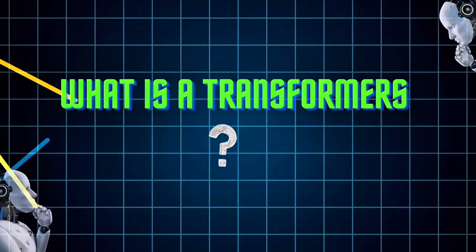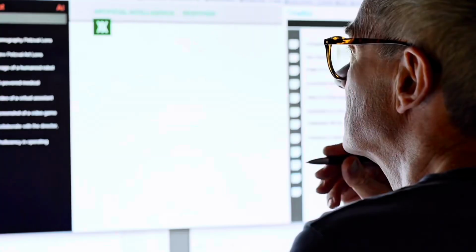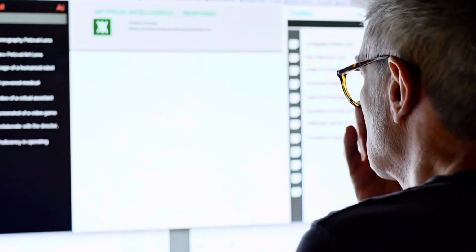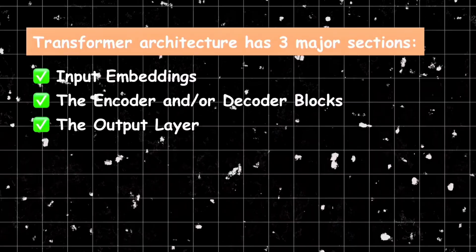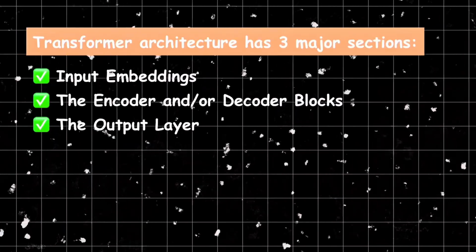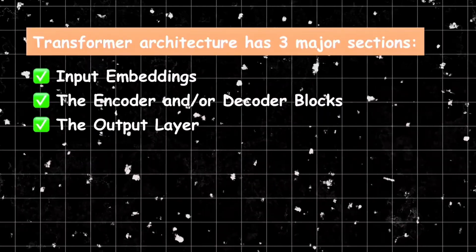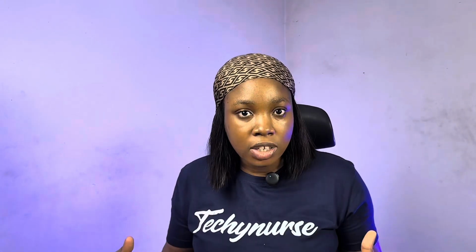Now let's bring in the big one, transformer. This is the part of the model that takes all your tokens, understands how they relate to each other, and figures out what to say next. The transformer architecture has three major sections: the input embedding, the encoder and decoder block, and the output layer. But the model doesn't understand words. It understands numbers. So we have to convert those tokens into numbers called vectors. This process is what we call embedding.